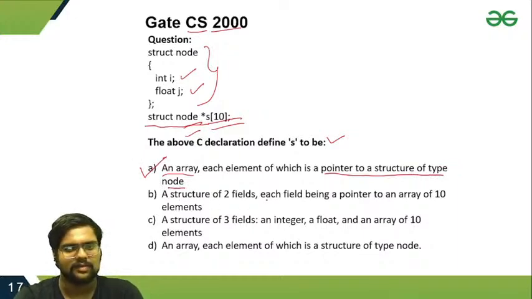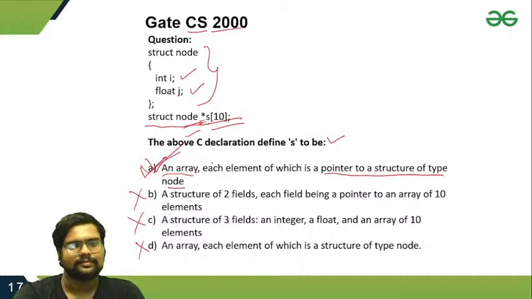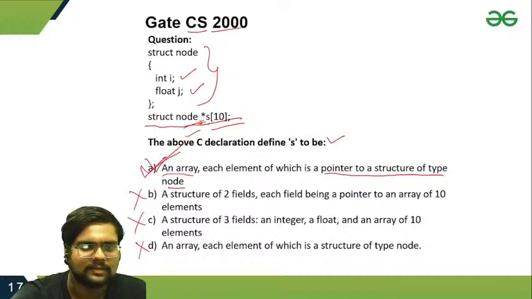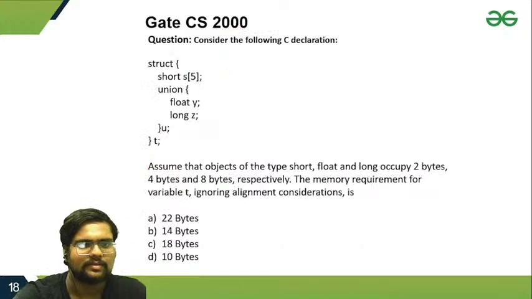Option B says a structure with two fields, each field containing a pointer to 10 elements, which is wrong. Option C says three fields, but there are only two fields. Option D says an array where each element has a structure of type node, which is also wrong, because the star is there, so it will be a pointer type. So option A will be the correct option. It was an easy question, so let's do one more question.